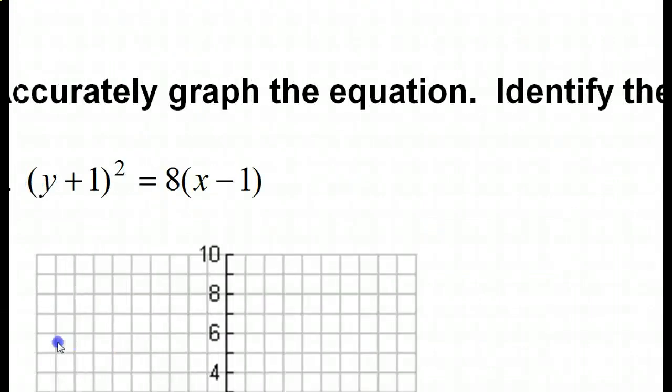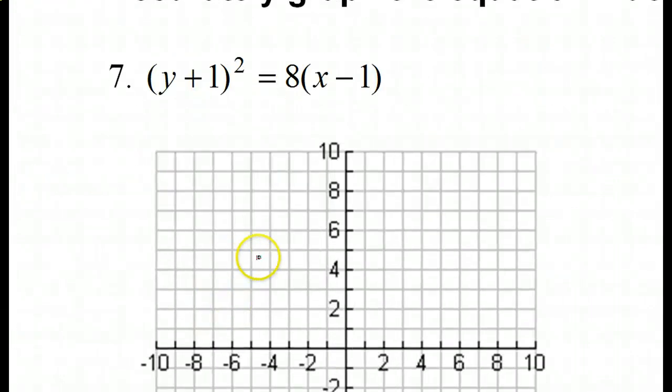Okay, looking at number 7. Is this up, down, left, or right? I see y squared. That's the unusual one. We're used to y equals x squared, which would be up. But y squared is sideways. And since it's positive, it will be to the right.